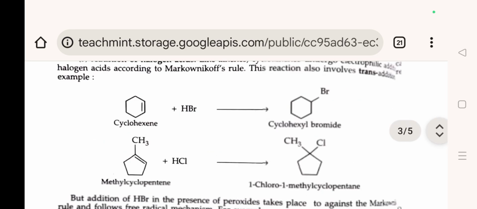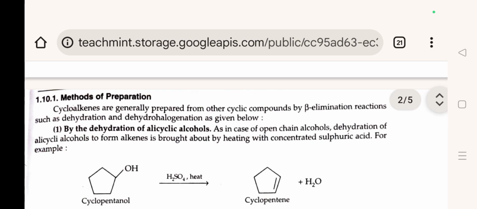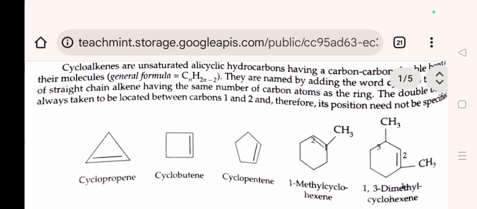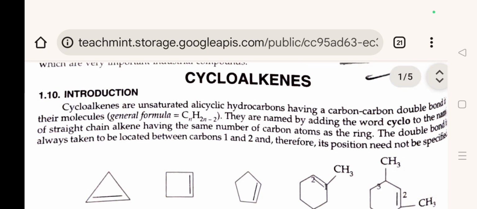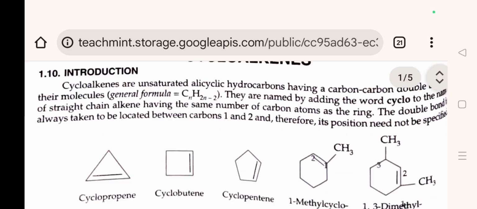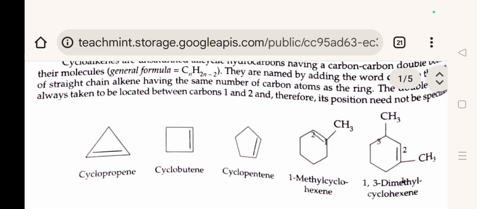So this was about the method of preparation and the chemical reactions of cycloalkenes. Now first let us discuss what cycloalkenes are. Cycloalkenes are unsaturated alicyclic hydrocarbons having a carbon-carbon double bond in their molecule. General formula CnH2n-2. They are named by adding the word cyclo to the name of the straight chain alkene having the same number of carbon atoms as the ring. The double bond is always taken to be located between carbon 1 and 2 and therefore its position need not be specified. For example, cyclopropene, cyclobutene, cyclopentene, 1-methyl cyclohexene, etc.